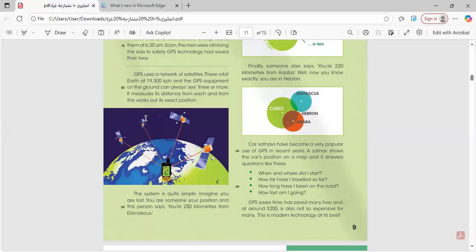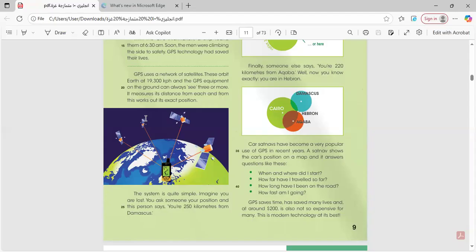Car sat navs have become a very popular use of GPS in recent years. A sat nav shows the car's position on a map, and it answers questions like these. When and where did I start? How far have I traveled so far? How long have I been on the route? How fast am I going?